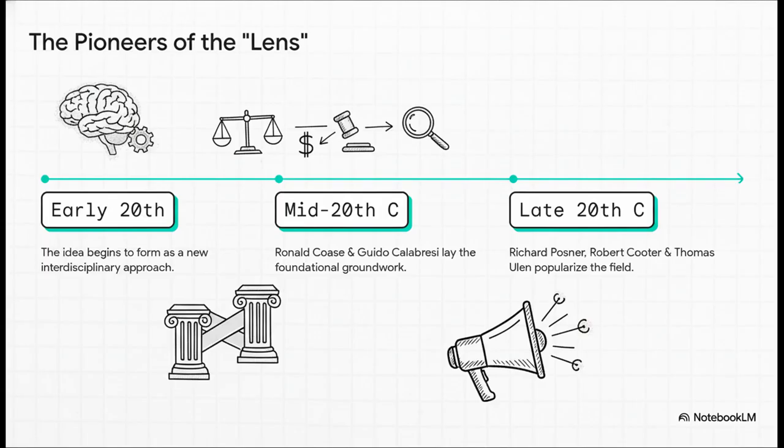An idea this big doesn't just pop up overnight. It was built over decades by some pretty brilliant thinkers. Back in the mid-20th century, you had pioneers like Ronald Coase and Guido Calabresi who really laid the foundation. Then scholars like Richard Posner, along with Robert Cooter and Thomas Ulen, they built on that work and really brought this whole economic analysis of law thing into the mainstream.